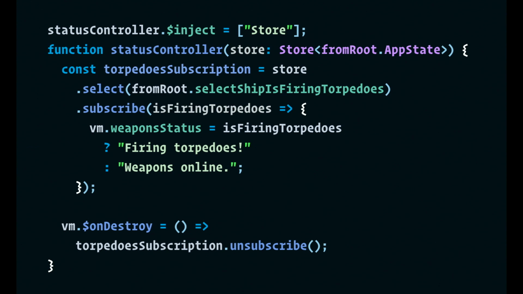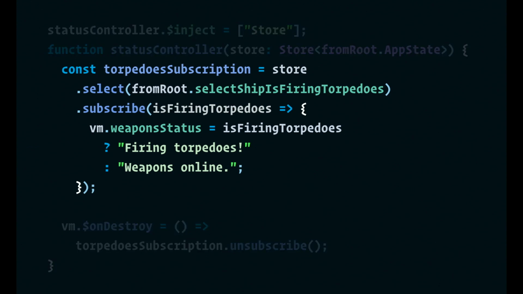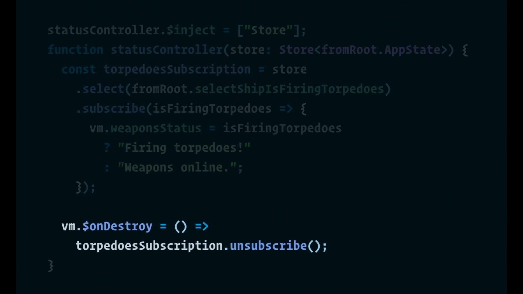So here we've got our status component. And in the status component, we can get rid of the $on from $rootScope and use a selector to listen for the firing torpedo status and set the status accordingly. One thing to note with this is be sure to use the $onDestroy lifecycle hook of AngularJS to unsubscribe from your selectors. That way you don't cause any memory leaks or anything crazy like that.